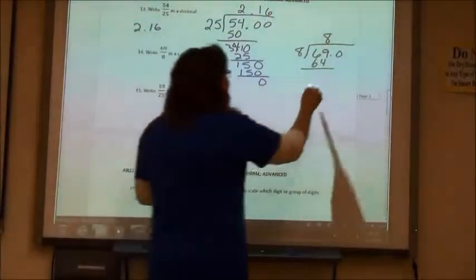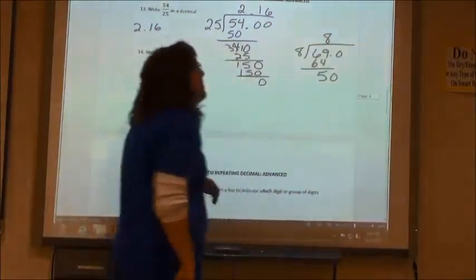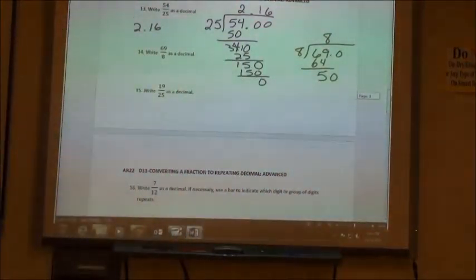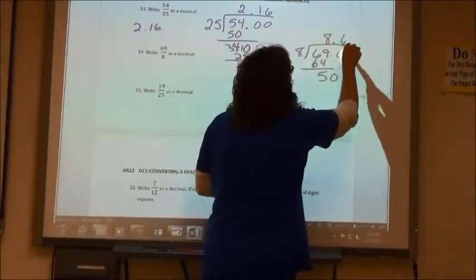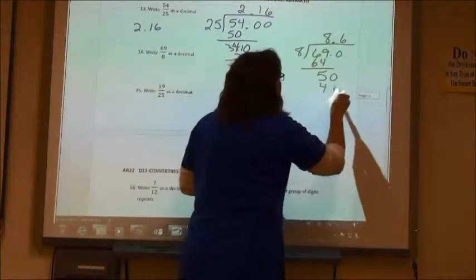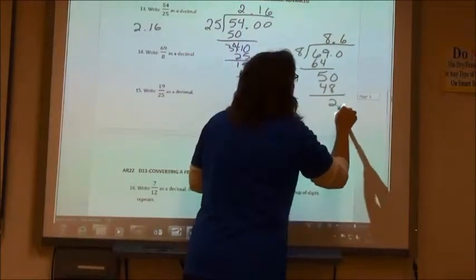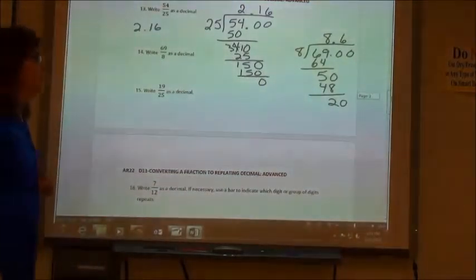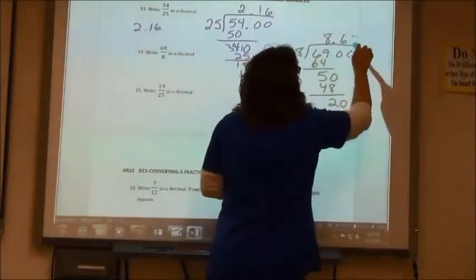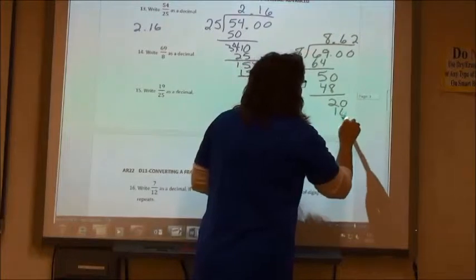Then I get a 5 and bring down my 0. 8 goes into 50 6 times. I better make sure I put my decimal up there. 6 times 8 is 48. I get a 2 and bring down my 0. 8 goes into 20 2 times. 2 times 8 is 16.